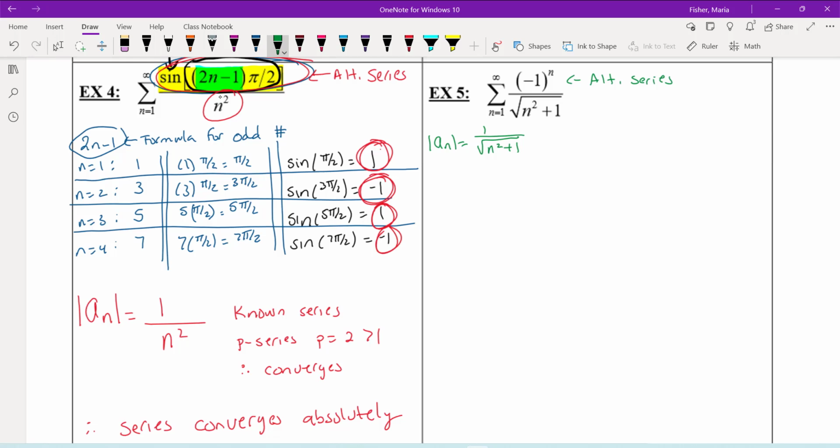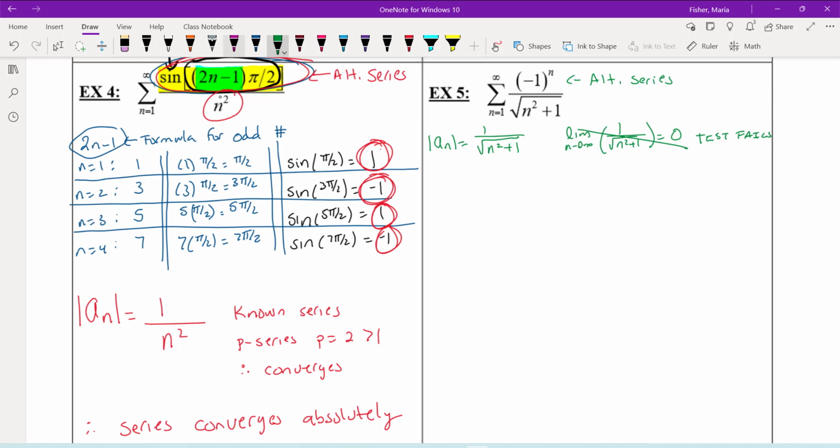Well, that is not a known series, so we have to figure out how to determine if that converges or diverges. If we were to do the nth term test, it's going to be the limit as n goes to infinity of 1 over the square root of n squared plus 1, and that's just going to be 0, so this test fails. We have to try a different approach. Again, I typically try to do direct comparison or limit comparison test.